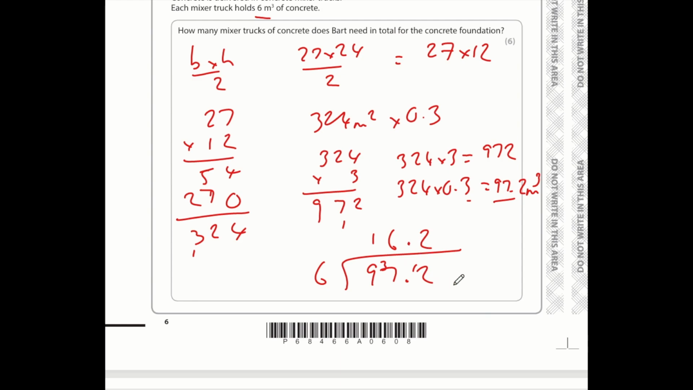So 16.2 is closer to 16 than 17, but what do I need to put down here? 16 trucks or 17 trucks? 16 trucks is not going to be enough. Even though this number is close to 16, we will need 17 trucks, which means that final truck will not be carrying the maximum possible load, but we can't overload a truck, so that's why it has to be 17 and not 16. And that takes us to the end of section A.